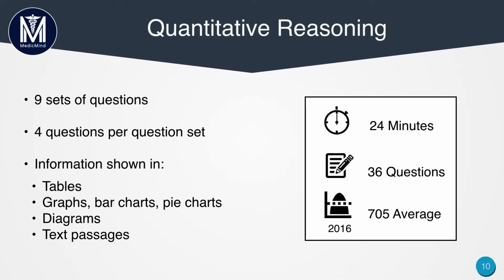Moving on to quantitative reasoning now, you'll be given 9 sets of questions with 4 questions per set. This totals to 36 questions, and you'll have 24 minutes to answer this. The information is shown in tables, graphs, bar charts, and pie charts. Also look at diagrams and text passages.